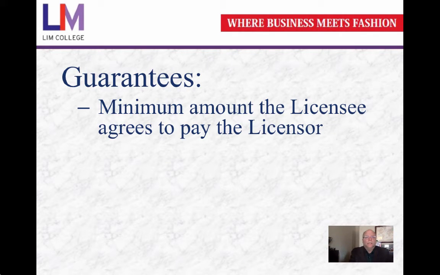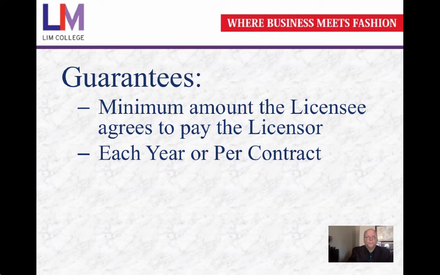The minimum amount the licensee agrees to pay the licensor is known as a guarantee. On top of royalties, there may be guarantees. This is the minimum amount that the licensee agrees to pay, no matter what sales are. They may not sell anything, but they agree to pay the licensor. The guarantees can be each year or per contract term. It could be, we guarantee a payment of $100,000 per year, or over the course of the contract, so the contract's 5 years, and that's different.